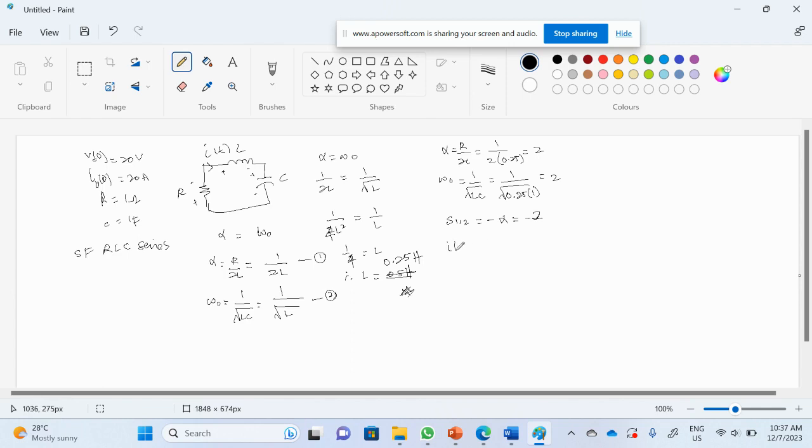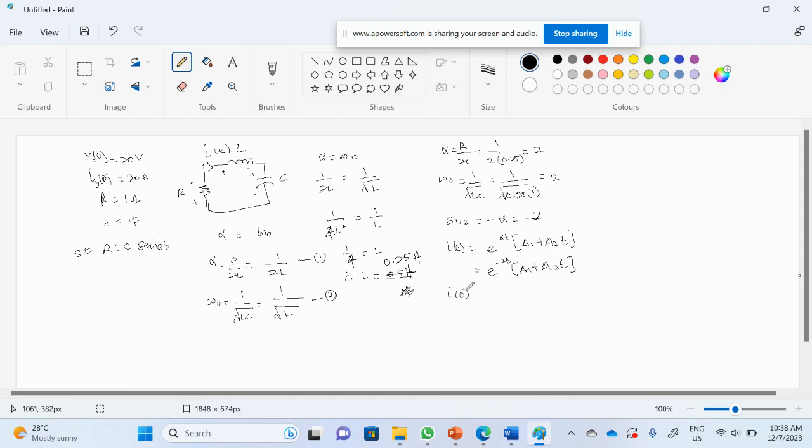Dia punya response, i(t) sama dengan exponential negative alpha t, (A1 plus A2 t). Okay, ini untuk critically damped kan. So, masukkan value yang you dah tahu: exponential negative 2t, (A1 plus A2 t). So, kita kena cari A1 and A2. Macam mana nak cari A1 and A2?